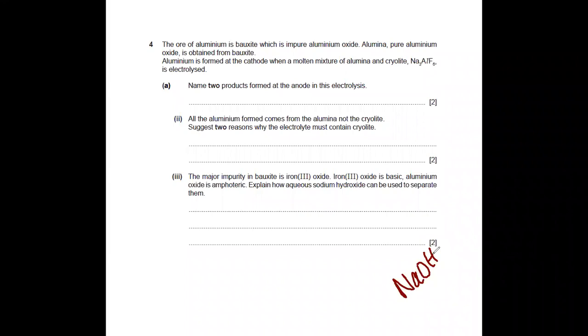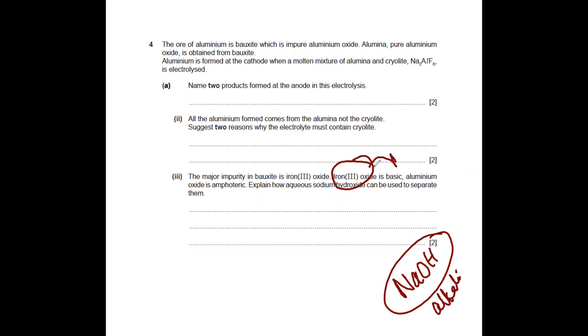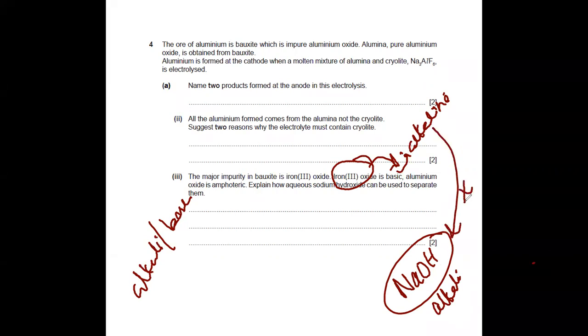No. So okay, your NaOH is an alkali, and iron oxide, they told you, is basic. So basic means alkaline as well. Alkali and base are similar terms. So iron oxide is basic, and that means it is alkaline, and sodium hydroxide is also alkaline. So they will not react with each other.